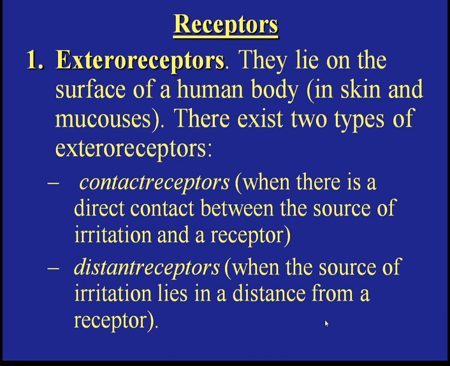There exist 2 types of exteroreceptors. Contact receptors, when there is a direct contact between the source of irritation and a receptor, for example, when we touch skin. And distant receptors, when the source of irritation lies at a distance from a receptor. Examples: hearing, vision.